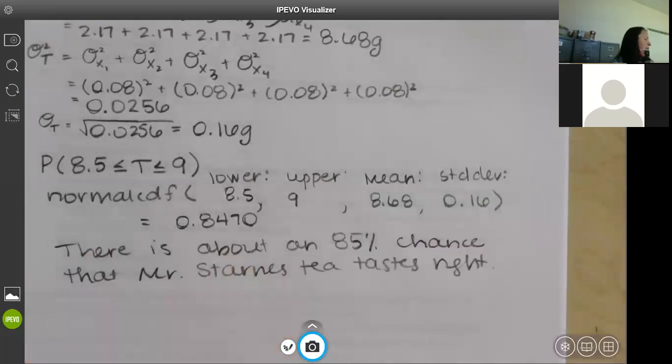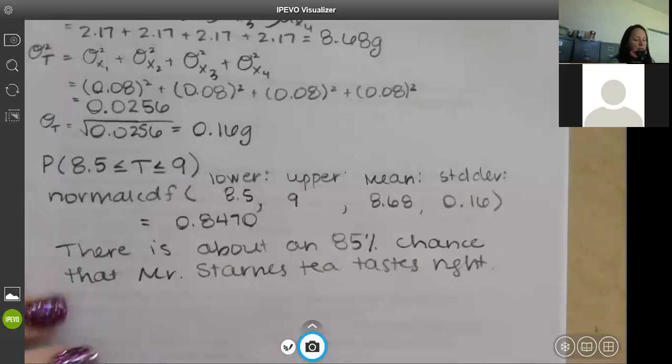This one is pretty much exactly the same. The only thing is we're going to do a difference instead of a total. Okay, so same exact thing. We're looking for the probability, but we're doing a difference instead of a total. So, last page.